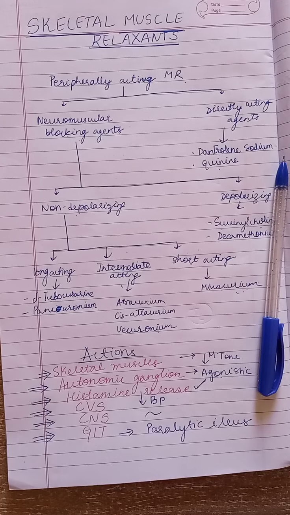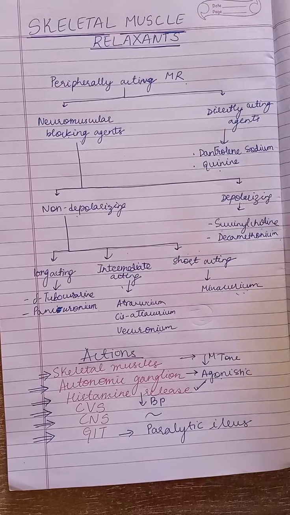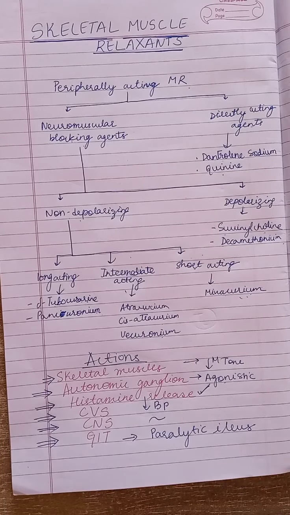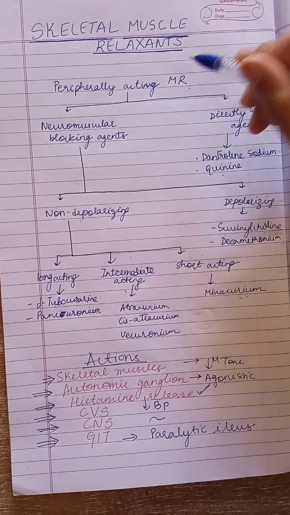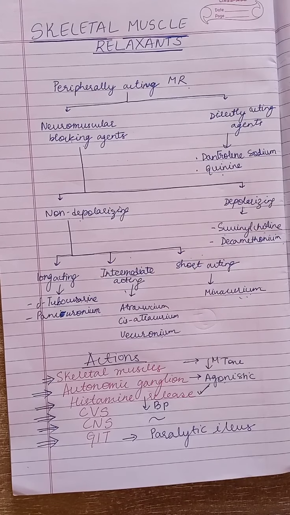In today's video we'll be discussing the skeletal muscle relaxants. As we all know, skeletal muscle relaxants are the drugs that act alongside general anesthetics, and they peripherally act on the neuromuscular junction and cause a reduction in muscle tone, and they also act centrally on the cerebrospinal axis. These drugs are usually given alongside the general anesthetics in order to potentiate the action of the anesthetic as well as to ease the surgical procedure.